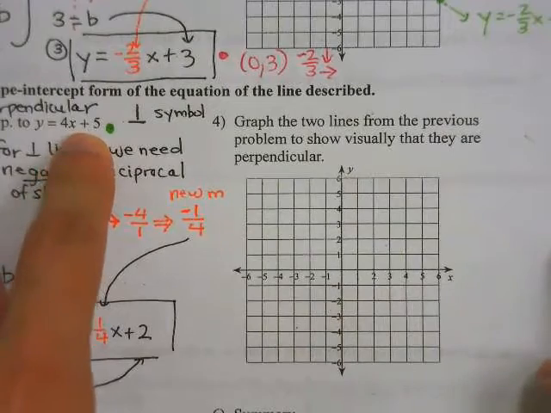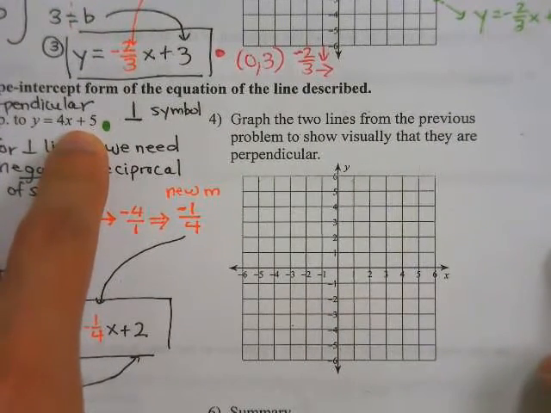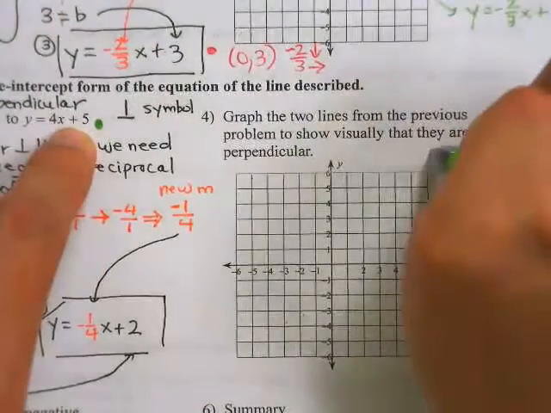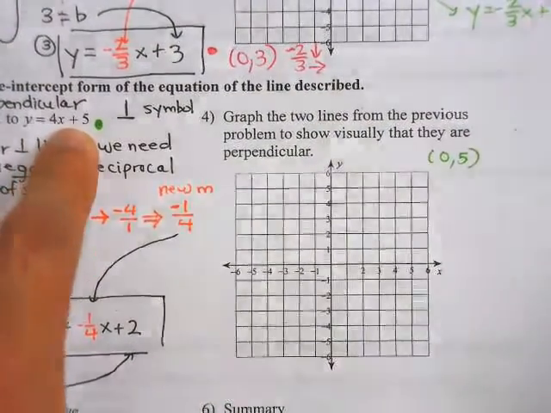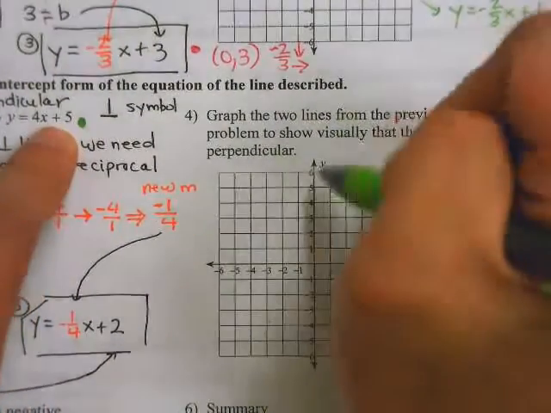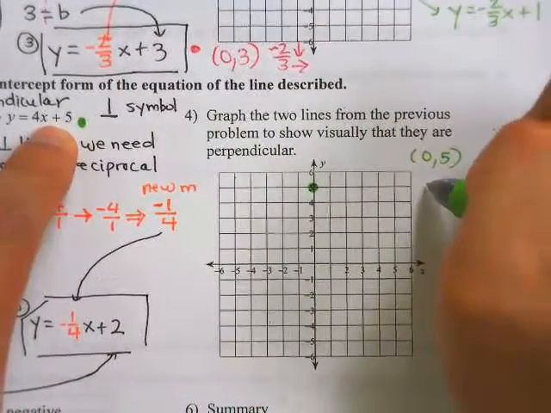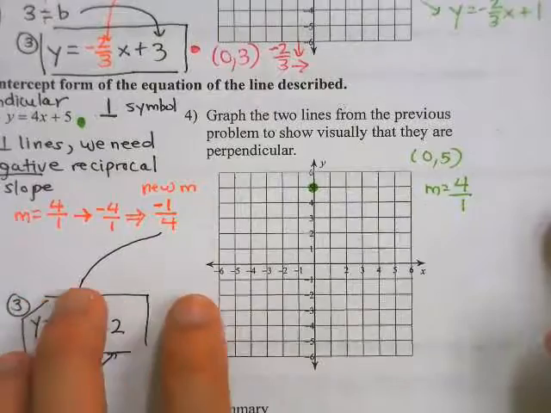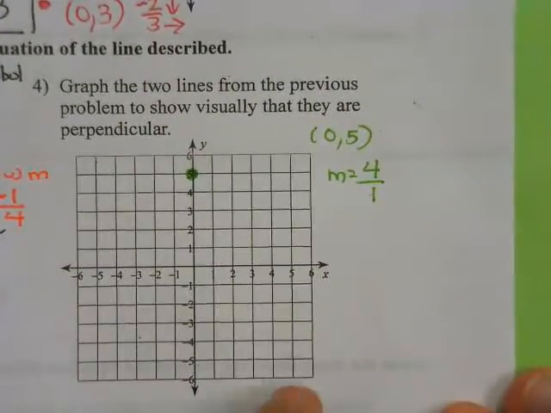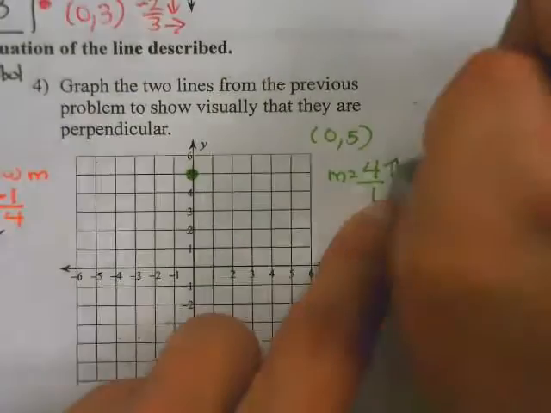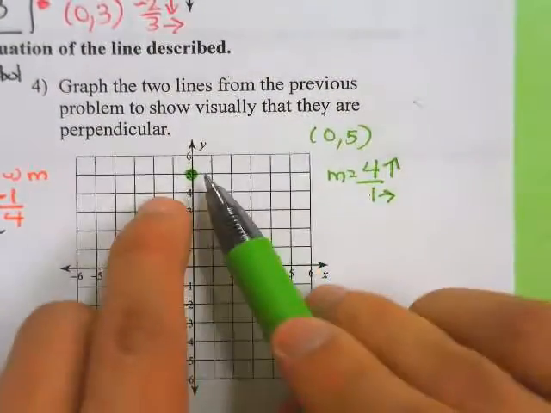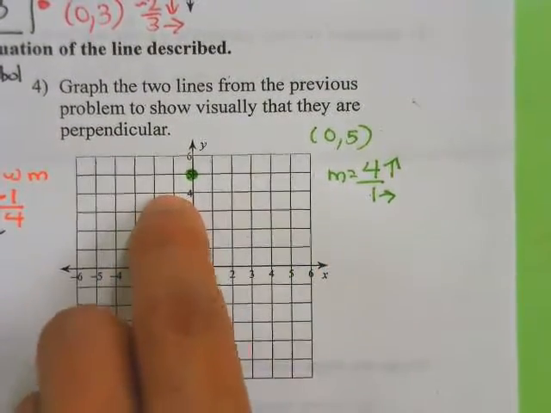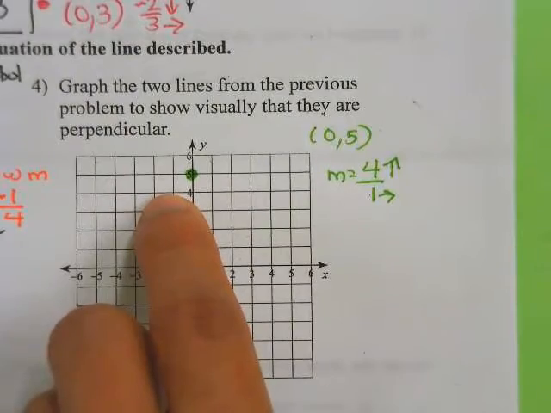Where's your y-intercept at? 5, yes. So I'm going to write it over here, (0, 5). And then this slope is 4 over 1. What does 4 over 1 mean? 4 down or 4 up? 4 up, 1 to the right. Uh-oh. Do we have room for 4 up, 1 to the right?